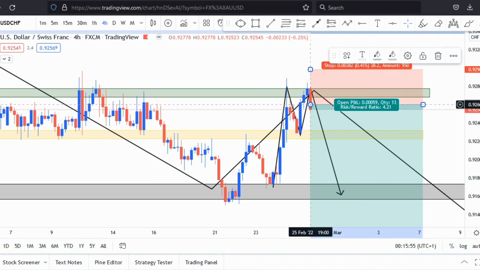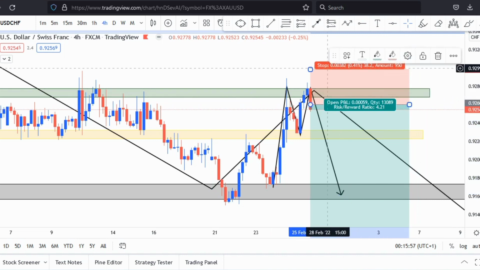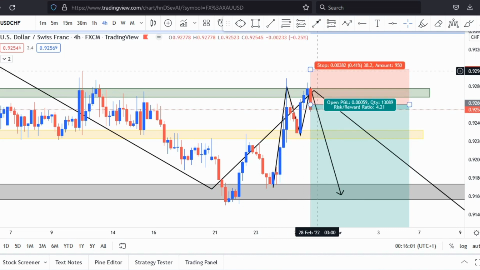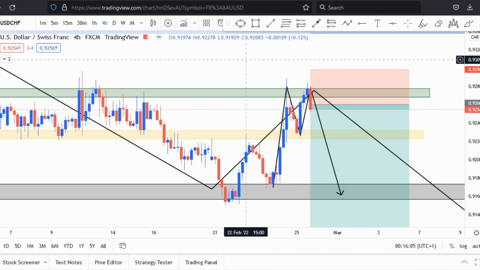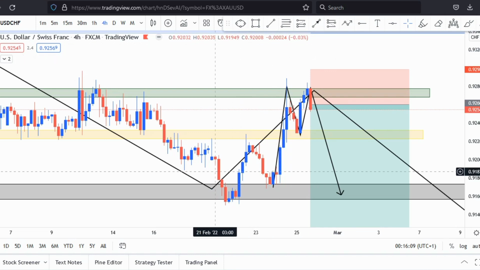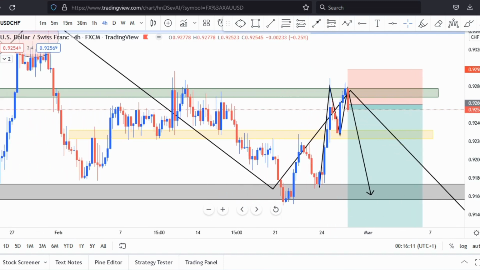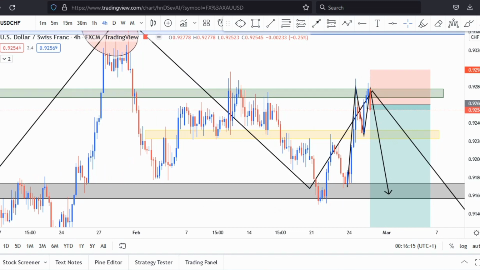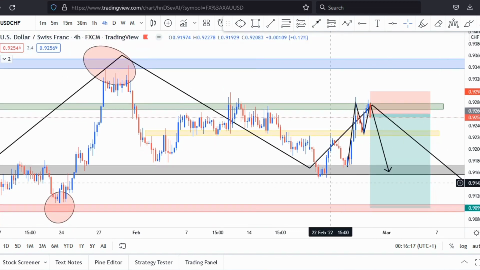So that is why I've taken my entry on this trade, and you can also do that as well, as price has given us the signal to sell. This doesn't always happen, and there's a possibility that price could continue to the upside, but for me, I think there's a high chance that the odds will be in our favor on this particular trade, and that's why I have taken the sell on USD Swiss franc, and that is what I am expecting.